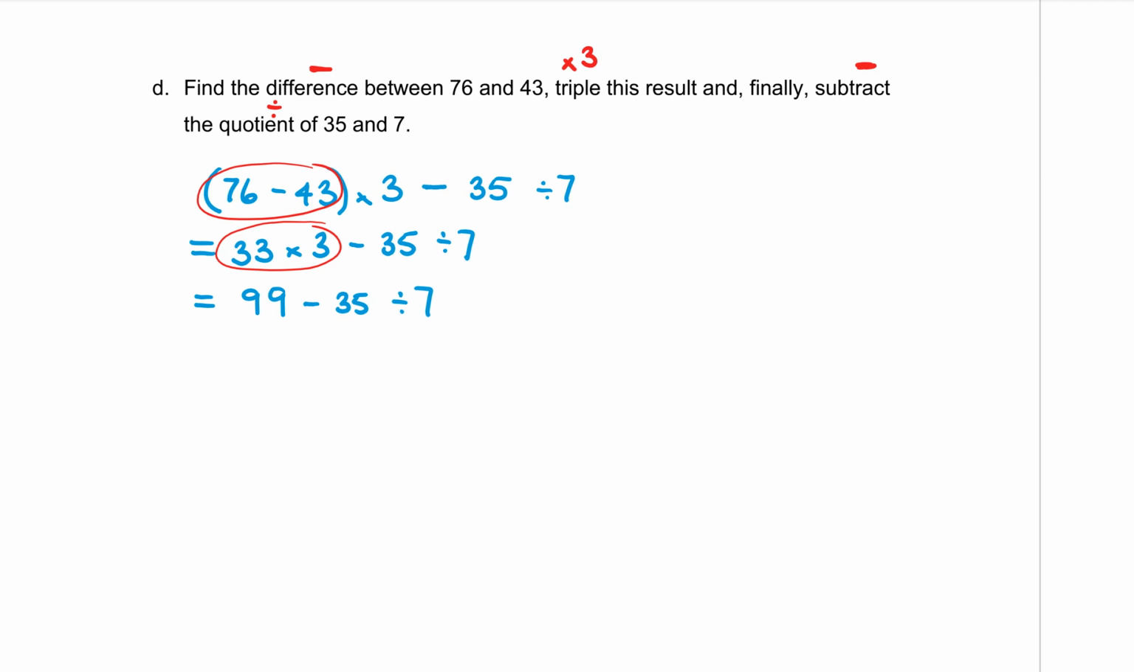Okay, we've still got a division in there. So we're still doing the multiplication division line. So we need to do that next. So leave the 99. Leave the minus sign. 35 divided by 7 is 5. Finally, we can get to the subtraction. 99 minus 5 is 94. All right, that's it. That's what we're doing today.